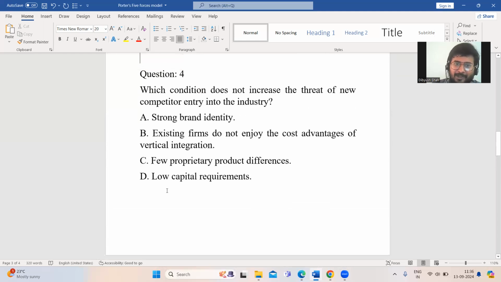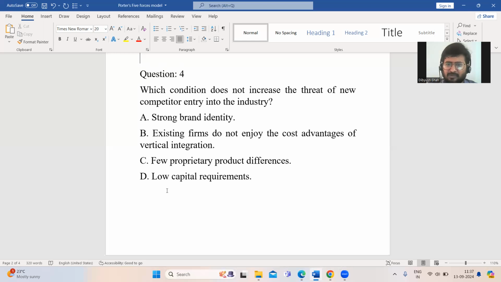Question 4. Which condition does not increase the threat of new competitor entry into the industry? So what is that condition which will not impact, or which will not increase, the threat of a new competitor in an industry? Strong brand identity. Yes. If there is strong brand identity, it will decrease the threat of new competitors into the industry, because buyers and customers are very loyal to their brands and products. So it's very difficult to create space in such an industry.